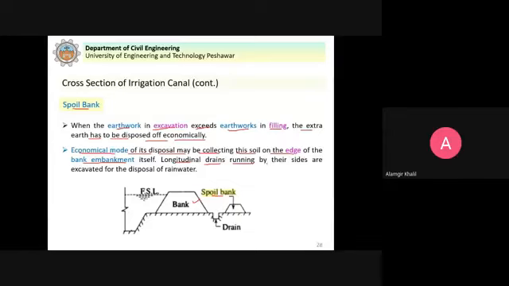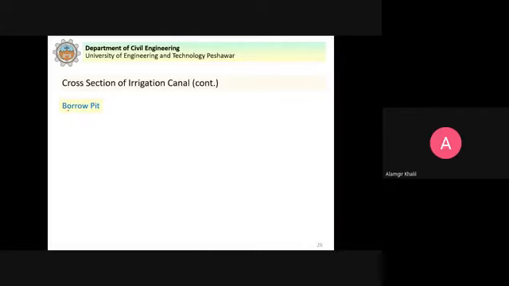Longitudinal drains running by their sides are excavated for the disposal of rainwater. So you can see here, now we have the spoil bank. If there is rain, water will accumulate here. So in order to drain this rainwater, these longitudinal drains are provided. And at intervals, transverse drains will also be provided to drain the water out. So this is spoil bank. Clear?